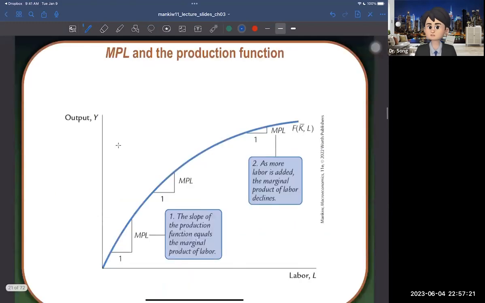And then from these production functions, you can see that the MPL captures the slope, right? So you can see that the slope is getting flatter, right? So that means the MPL is decreasing.